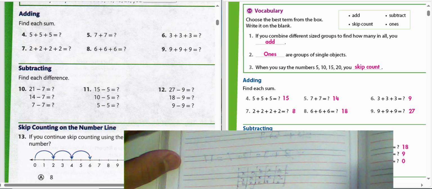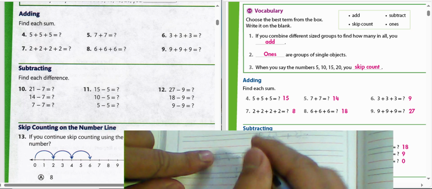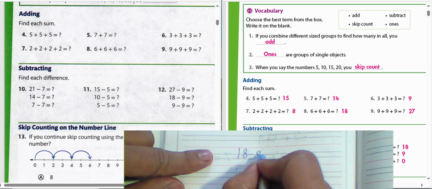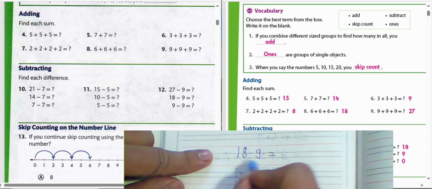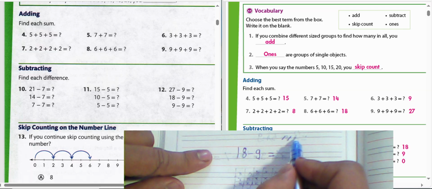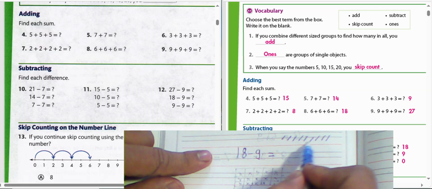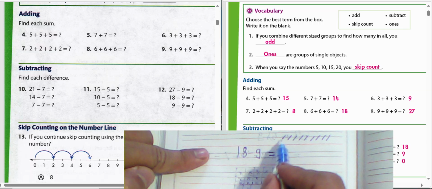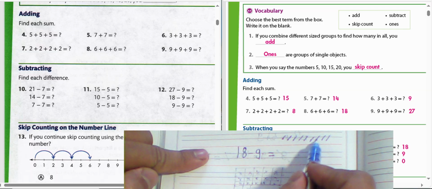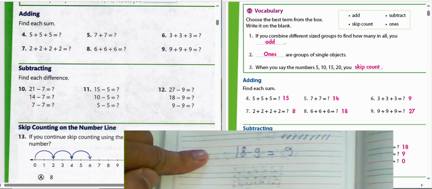Okay. And what about this example? 18 subtract or minus 9. Count from 9 to 18. Just after 9: 10, 11, 12, 13, 14, 15, 16, 17, 18. So the remainder will be what? 1, 2, 3, 4, 5, 6, 7, 8, 9. And the answer here will be 9.